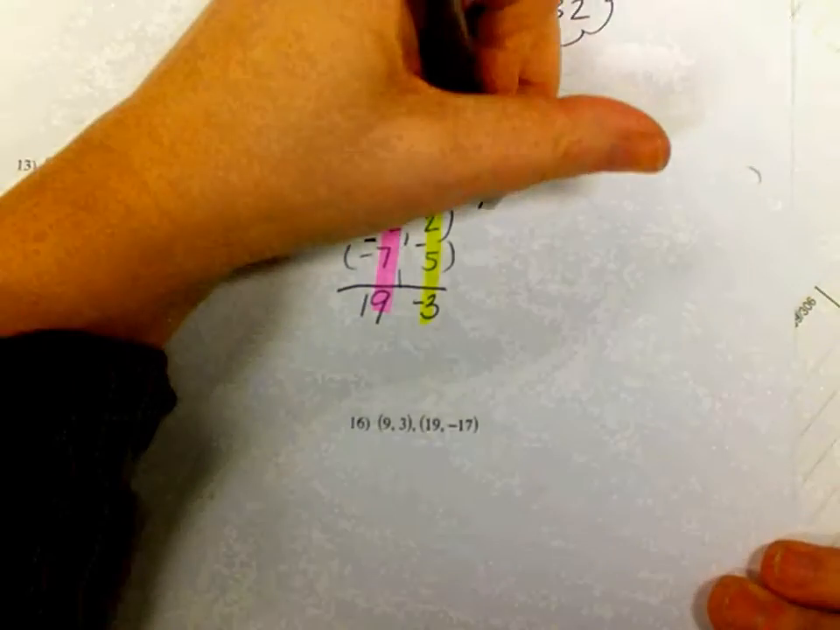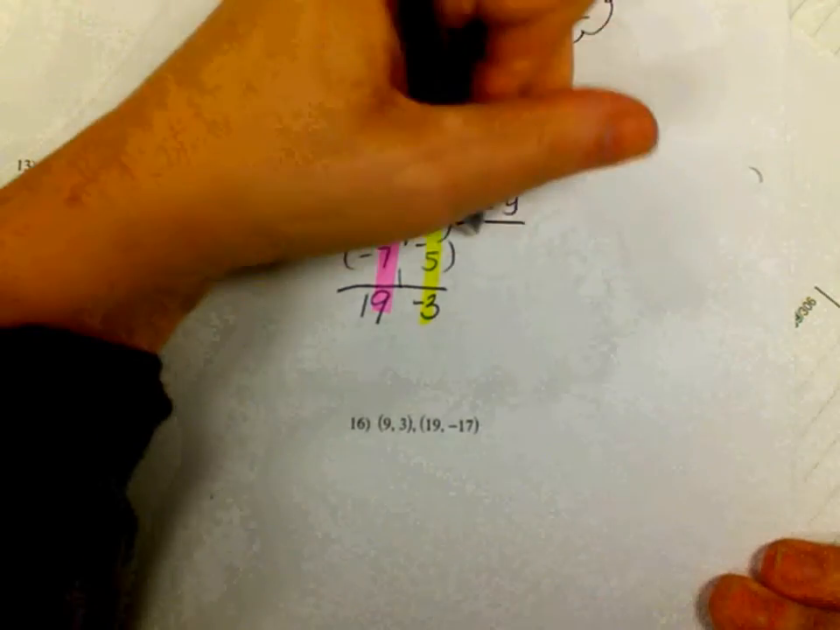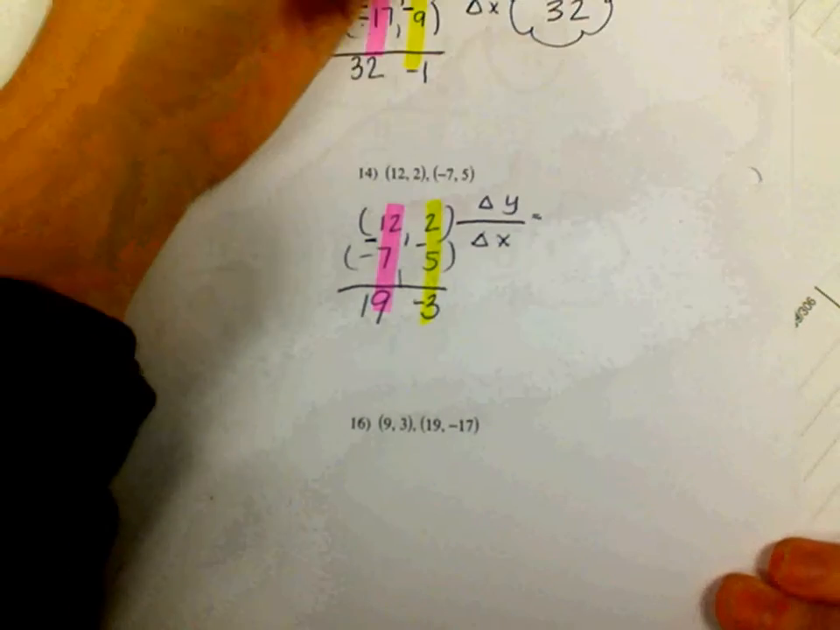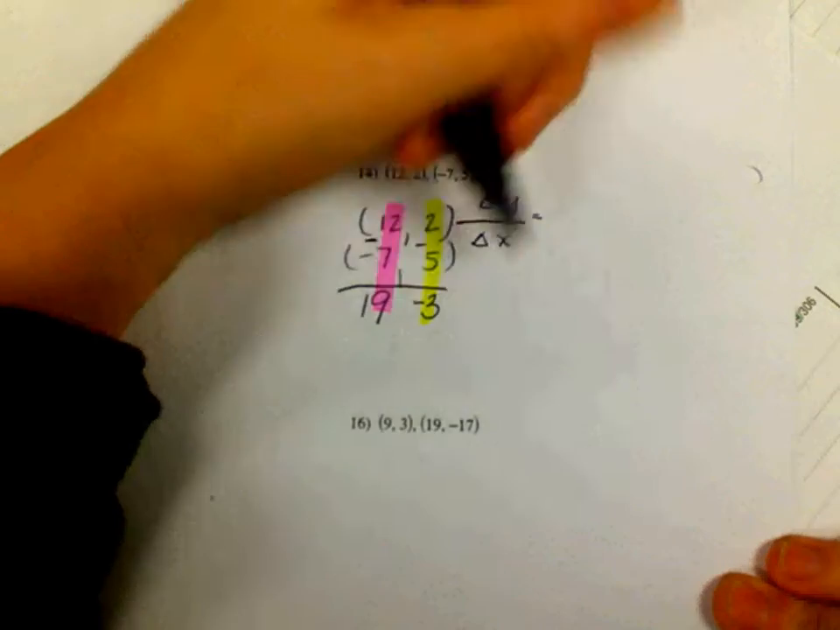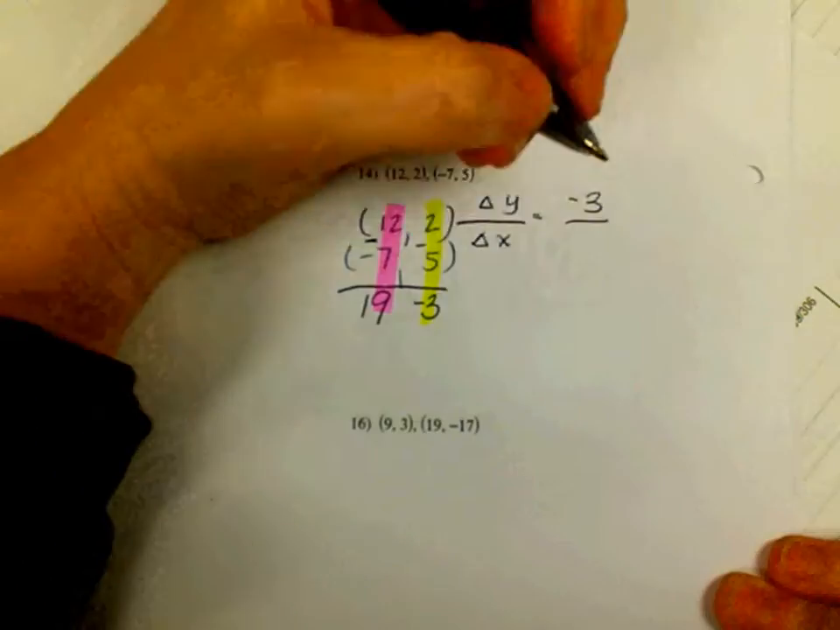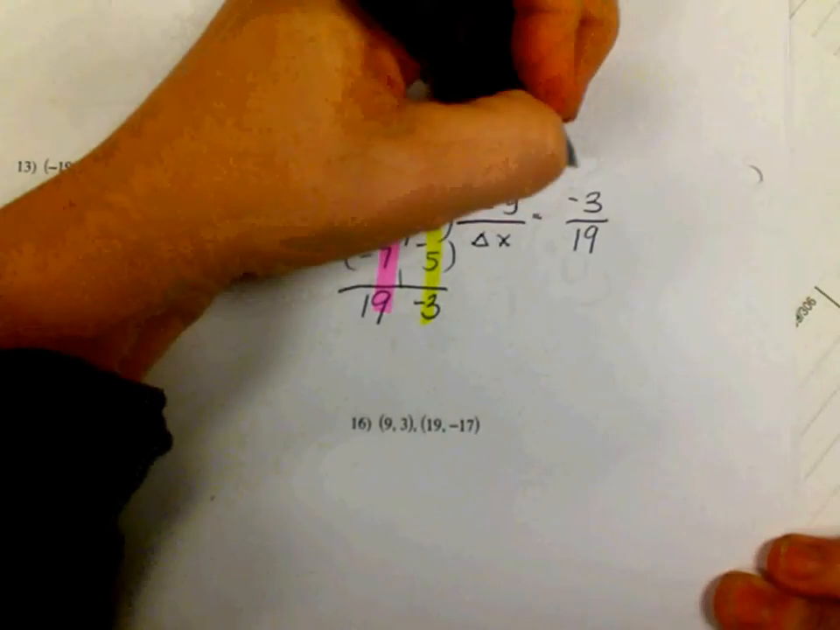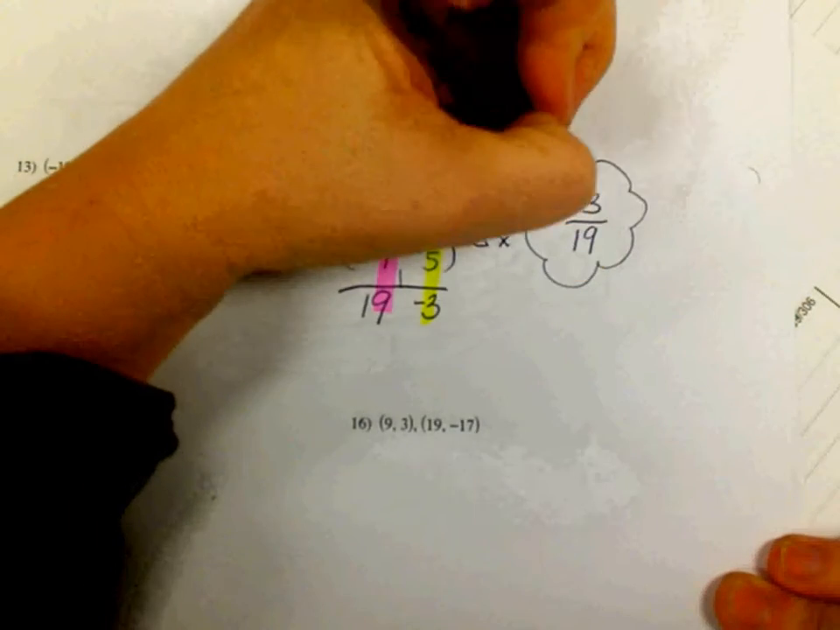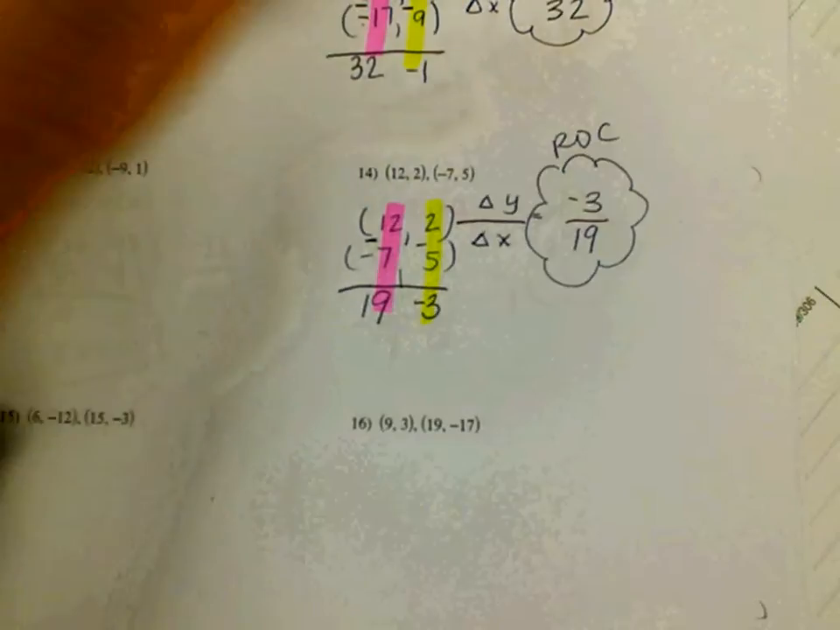Now make your fraction. Change in y over change in x. Your change in y is negative 3, the number on the right, and your change in x is 19. This one also cannot be simplified, so that's your rate of change.